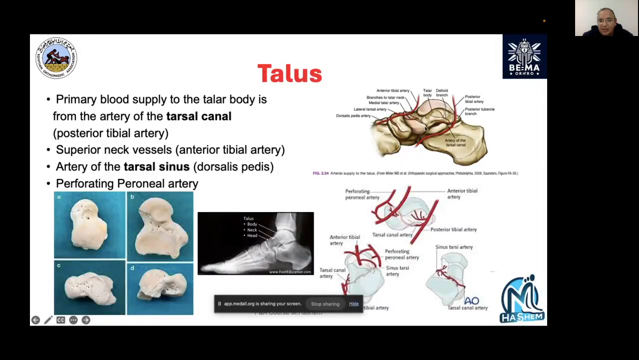So the artery of the tarsal canal, the artery of the sinus tarsi, anterior tibial branches to the neck, and the perforator of the peroneal artery are all on the neck of the talus. So with a talar neck fracture, the blood supply to the talus is badly affected, especially the blood supply to the talar body, which is retrograde. In the X-ray, this is the talar body, this is the neck, and this is the head. It's easy to recognize this.